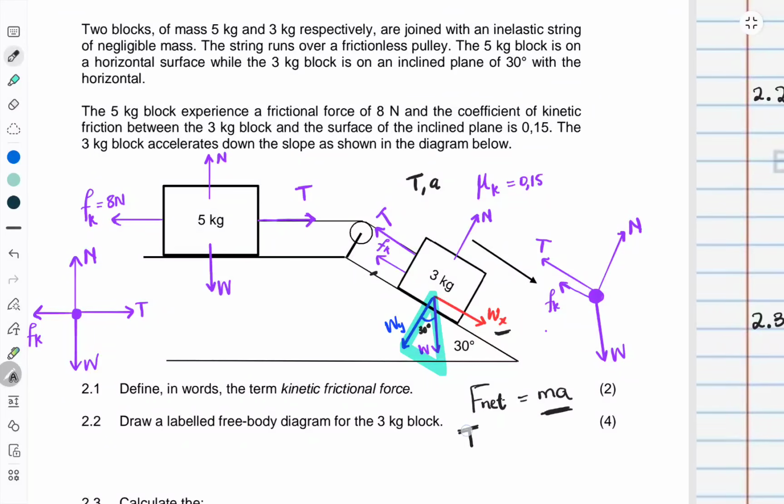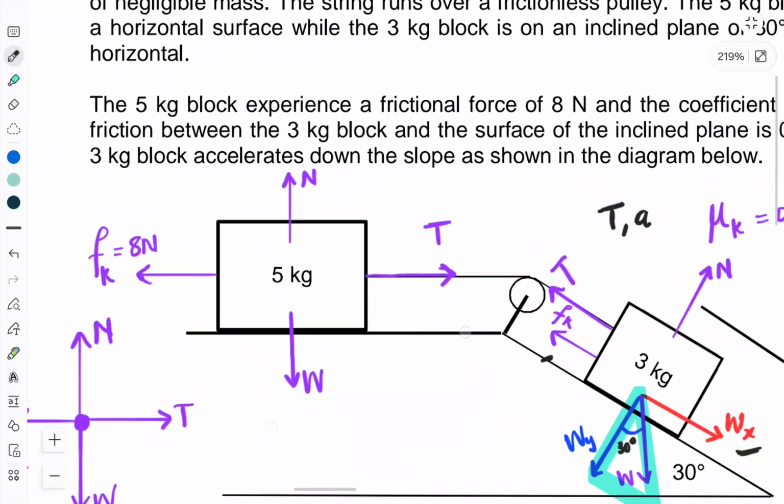Because remember, I would have said T minus Fk plus Wx, and then I'll get ma, right? So I know this Fk, I know this Wx, and then I know my mass, but I don't know my acceleration. So this would mean I have to do a simultaneous equation. But let me see if I can avoid a simultaneous equation situation, because this is 5 marks. Okay, so I come to my other block.